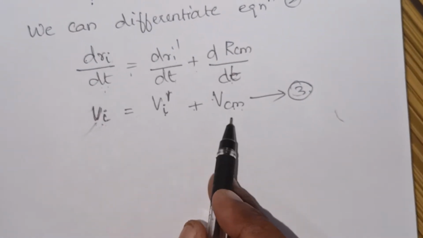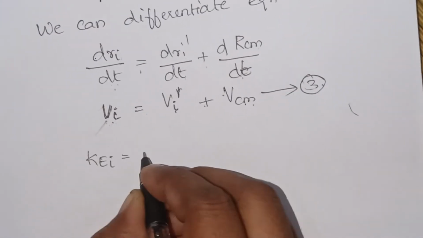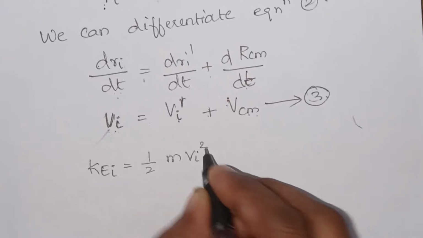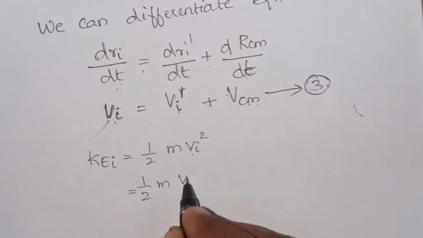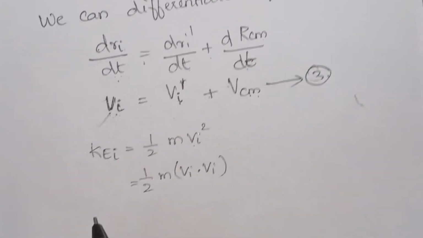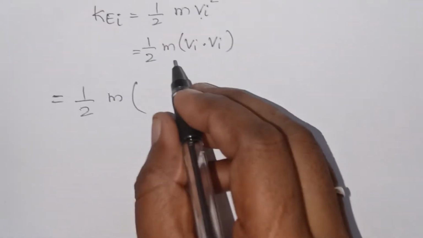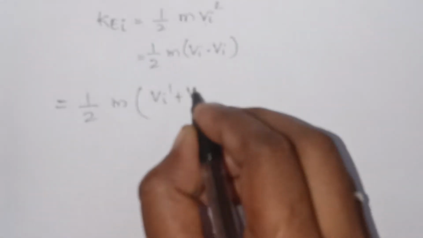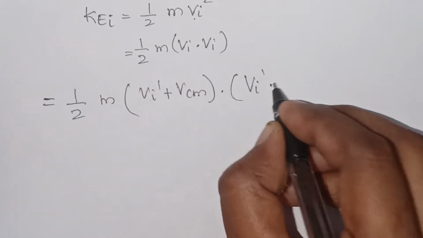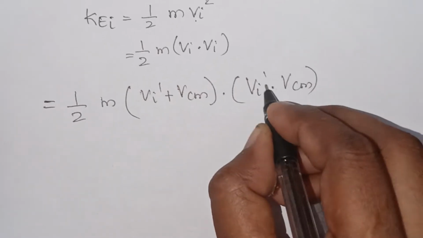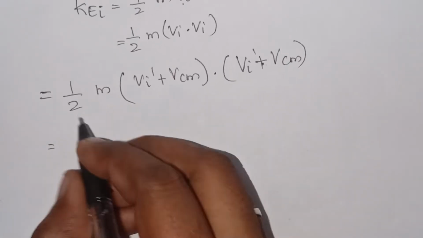Substitute equation number 3 in equation number 1. What is our equation number 1? That is kinetic energy i is equal to half m vi squared. So substitute the value of Vi in this equation, that is 1 by 2 m Vi into Vi, so half m, what is Vi? Vi is Vi dash plus Vcm, into Vi dash plus Vcm. Okay, now multiply both the values.